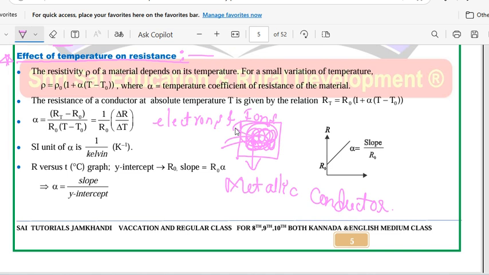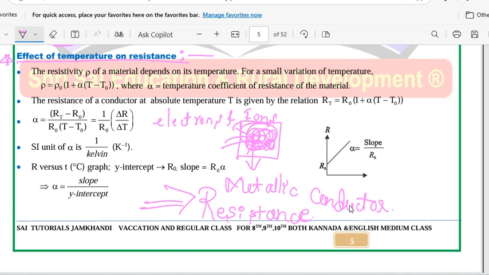So if I increase the temperature of the metallic conductor, the vibration of the ions increases, and the collisions between the ions and the electrons also increase. The collisions between the electrons and the ions become more frequent. Therefore, the opposition to the flow of electrons increases. That opposition is called resistance.